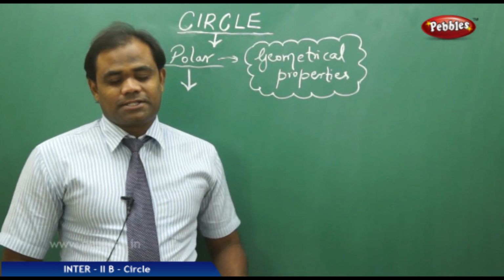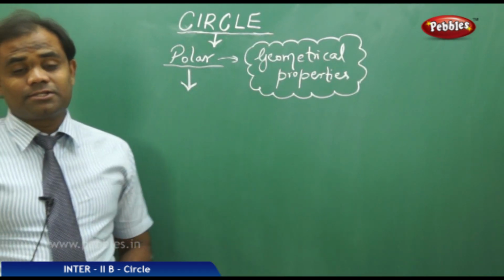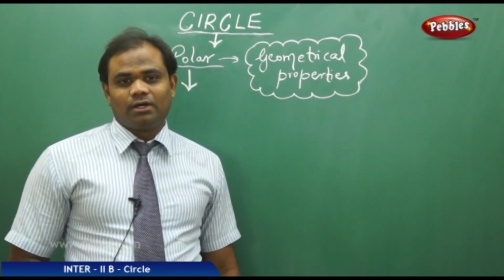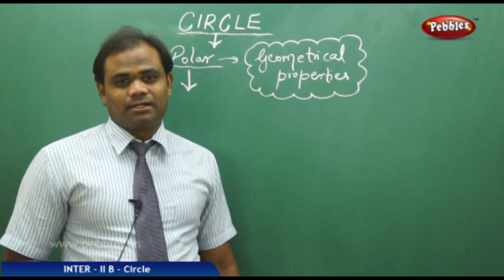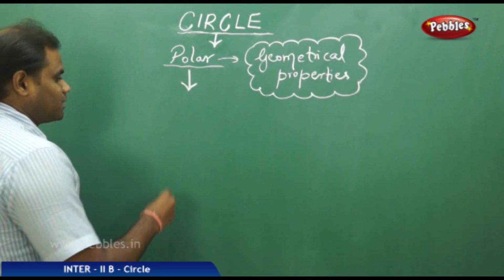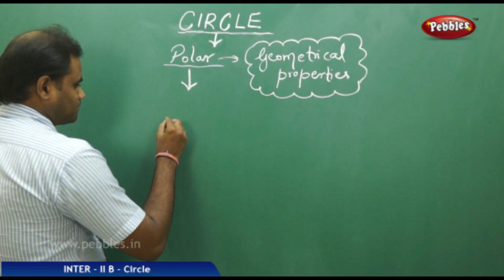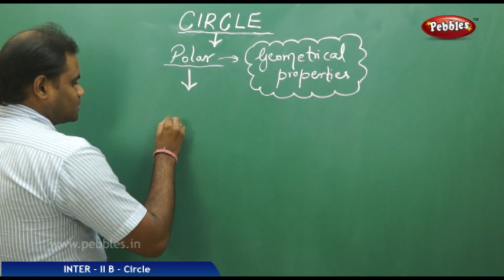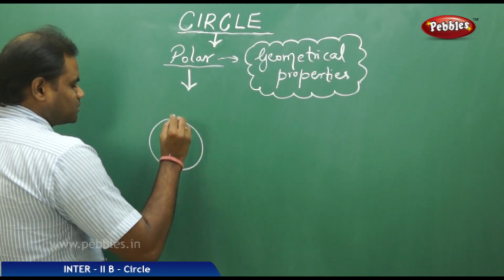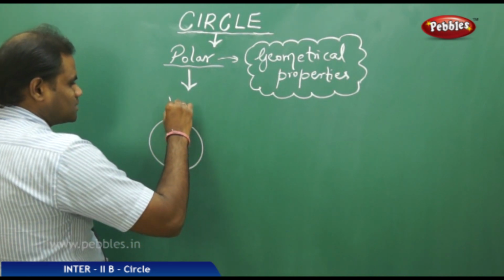Now that we have discussed the polar and its existence with respect to the three cases, with the pole outside, on or inside the circle, now comes the geometrical properties connected with the polar. Say for example, I have a circle for which the polar is this.